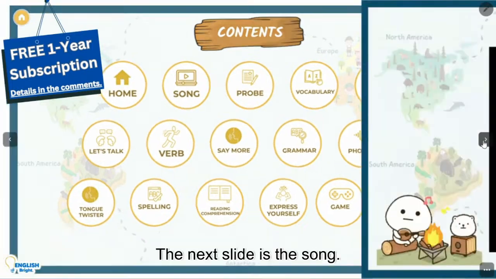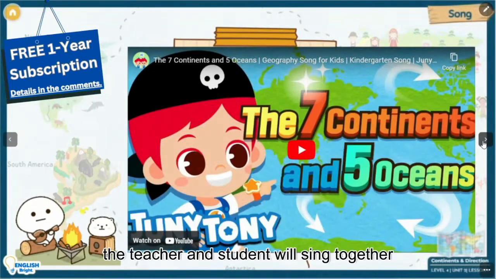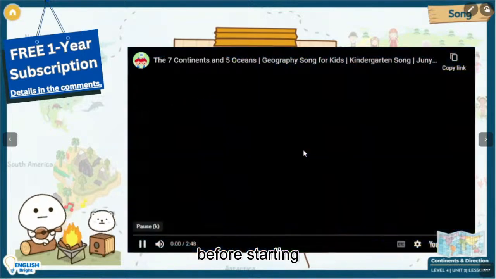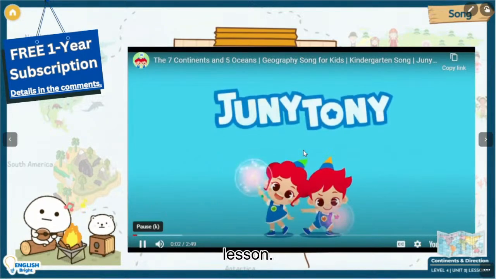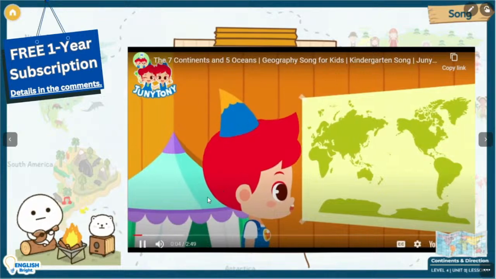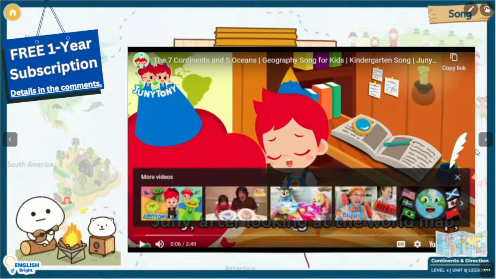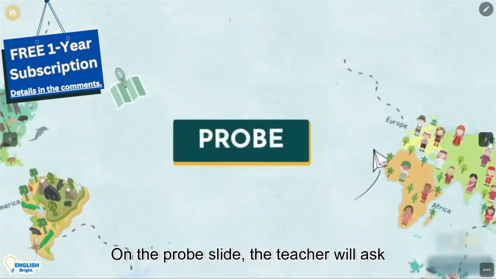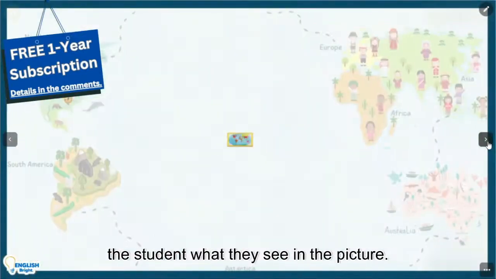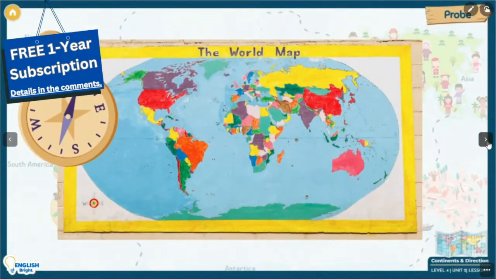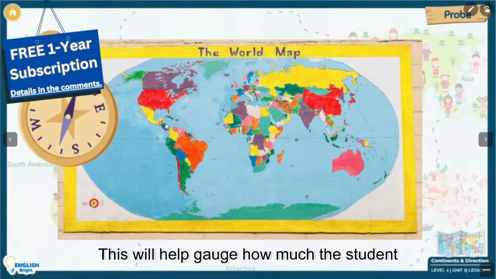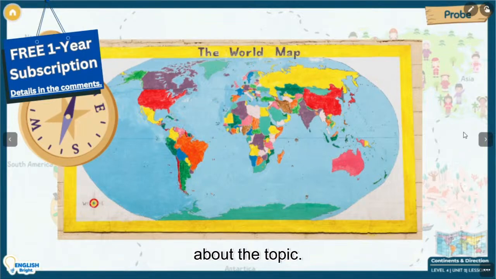The next slide is the song. Here, the teacher and student will sing together before starting the lesson. On the probe slide, the teacher will ask the student what they see in the picture. This will help gauge how much the student already knows about the topic.